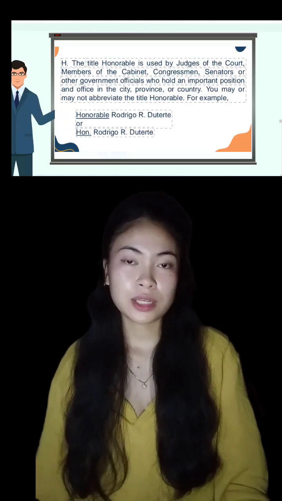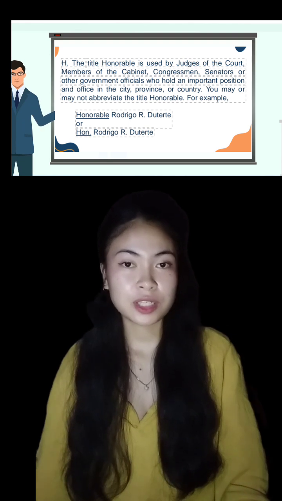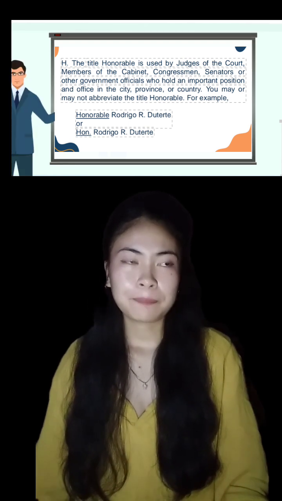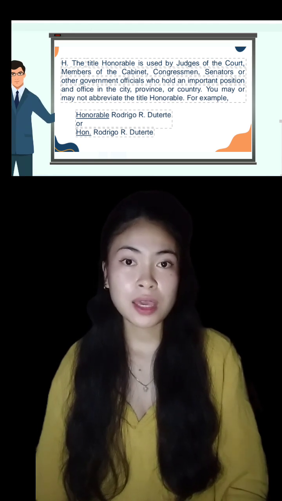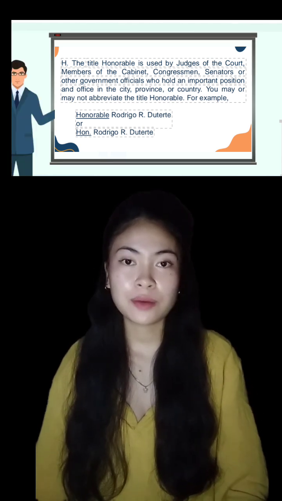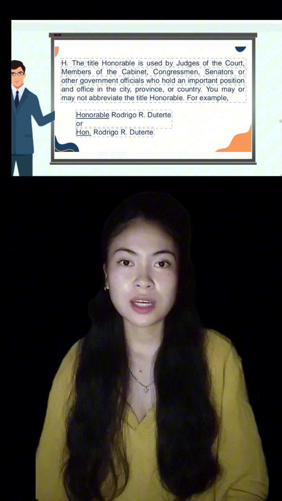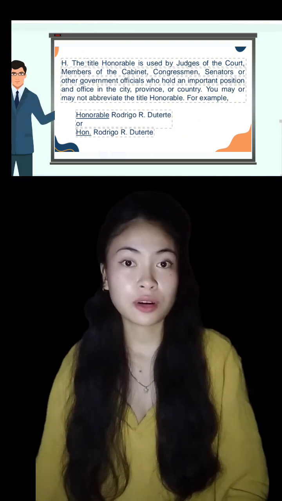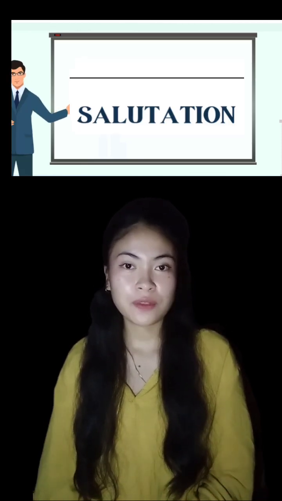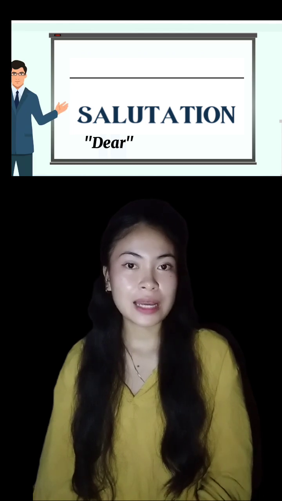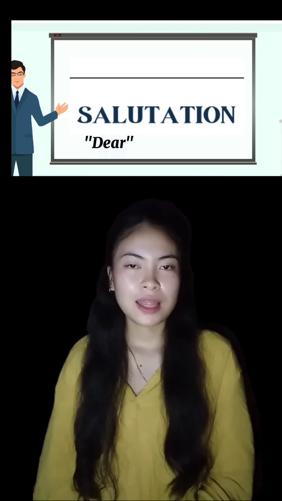So sixth is the word honorable. It is used by the government officials who hold a very important position in our country, and you may or may not abbreviate this word, the honorable. For example, Honorable Joshua C. Ramos. And now we're down to the fourth part, which is the salutation. It is composed of the word dear followed by the last name of the receiver of the letter.